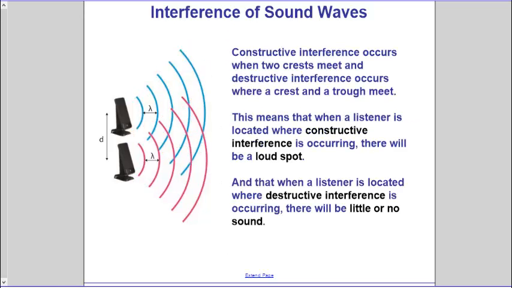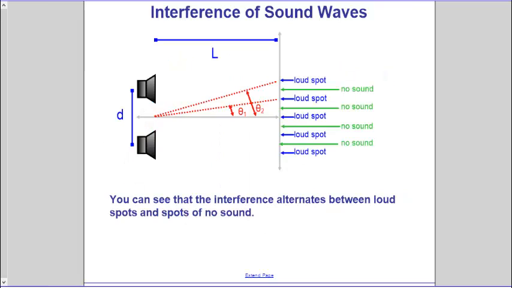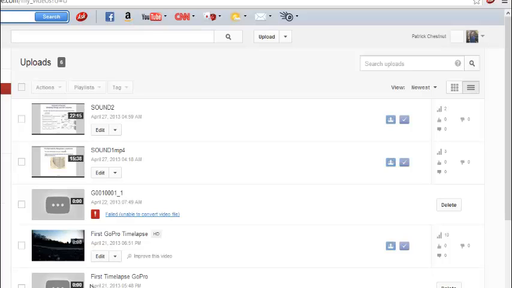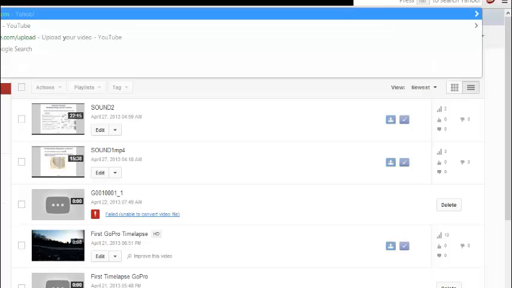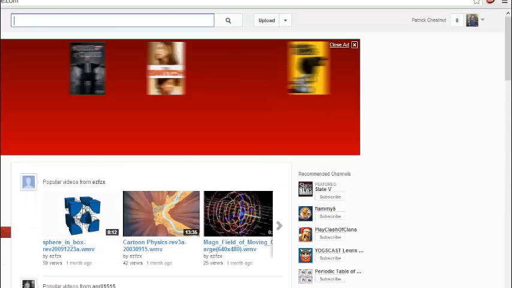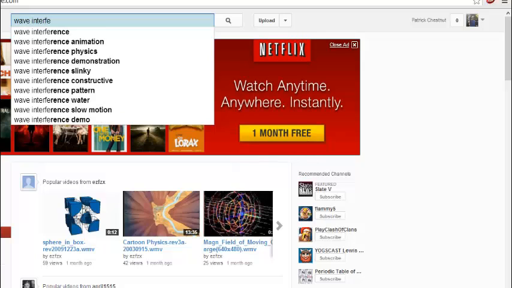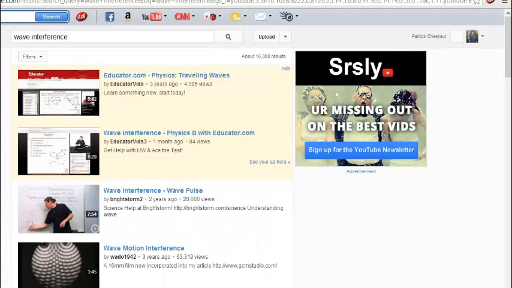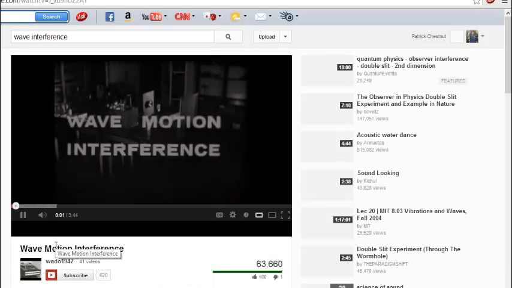Let's go forward. Again, here's how it works. These are speakers. We won't see the waves. But again, you get loud, soft, loud, soft, loud, and so on. I'm going to jump online and see if we can bring up an animation or a YouTube of wave interference. And hopefully this is going to fit in. I think it will. Perfect. It's going to fit right in our window.